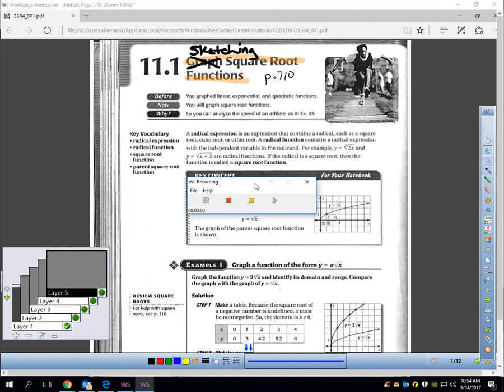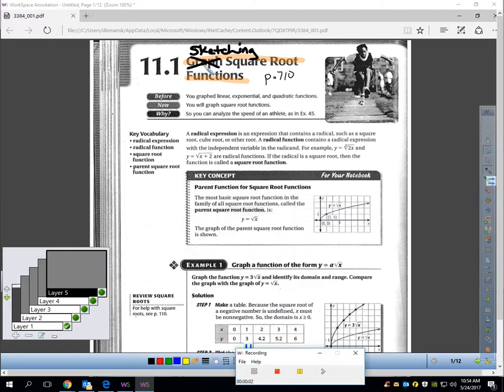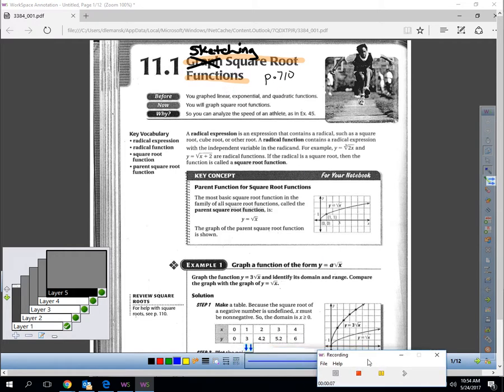Lesson 11.1 is going to be sketching square root functions. You should be on page 710. Again, note, I said sketching, so this would be a no calculator activity when I say sketching.